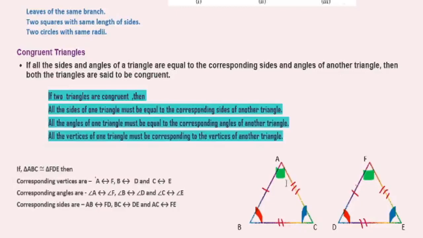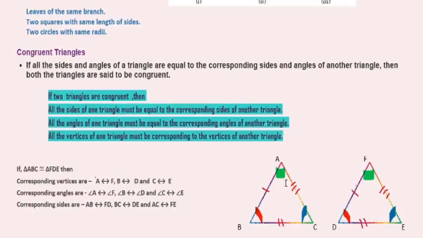So here you can look at these two triangles. One is triangle ABC, second one triangle FDE, or you can say DEF. In these two triangles, it is given AB equal to FD. That means AB and FD are equal in length, and BC equal to DE. They are of same length, and AC equal to FE. They are also same length.